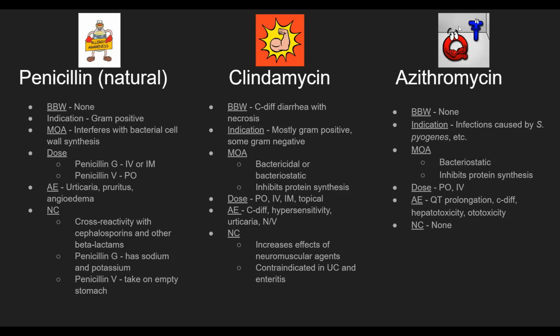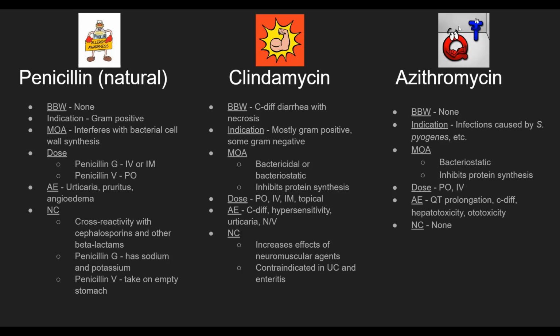Now for dosing. Penicillin G is administered as an IV or IM form, and penicillin V is administered as a PO form only. The IV forms of penicillin, like penicillin G, contain large amounts of sodium and/or potassium, so doses must be adjusted for patients with renal dysfunction. As for penicillin V, it must be taken on an empty stomach 1 hour before or 2 hours after meals.